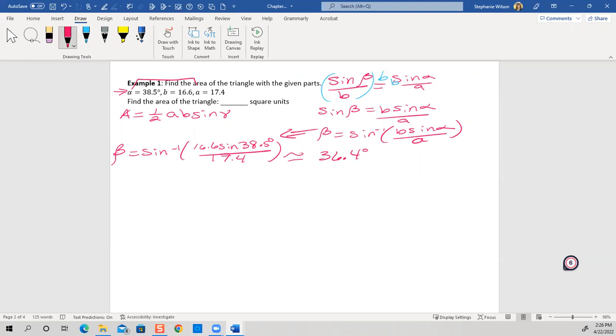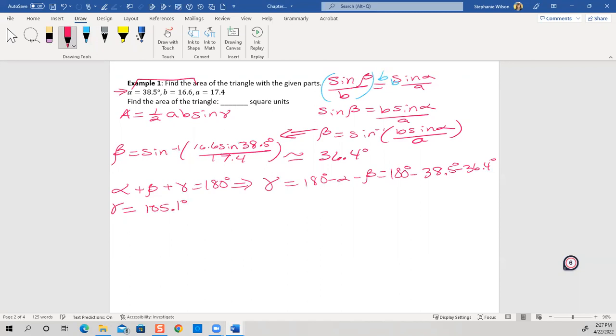So we're doing good. So now we know two angles, right? So knowing two angles, I can solve for gamma, right? I can say alpha plus beta plus gamma is equal to 180 degrees. Solve for gamma, get gamma is equal to 180 degrees minus alpha, minus beta. Plug in what we know. Alpha is 38.5 degrees and beta is 36.4 degrees. And when we subtract these, we get 105.1 degrees.